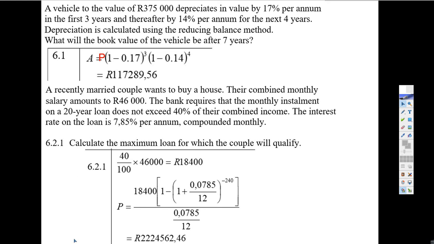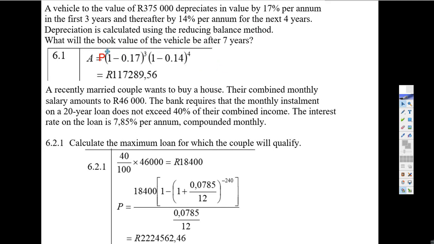Okay, let's try the financial question of this prelim paper. A vehicle has a value of 375,000 Rand and it depreciates, which means it loses value by this much, 17% per annum in the first 3 years, and then after that, 14% for the next 4 years. The depreciation is calculated using the reducing balance method.